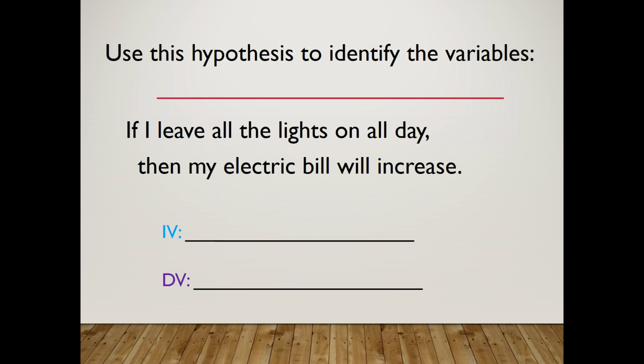Here's another one. If I leave all the lights on all day, then my electric bill will increase. We're going to look at what we can control and what the result would be. So first off, what can we control in this hypothesis? Well, we control if the lights are on or not. So we know that's our independent variable. Now, whether or not we left the lights on, that's going to affect the amount of our electric bill. If I leave the lights on, my electric bill is probably going to run really high. If I leave the lights off, my electric bill is going to be relatively low.